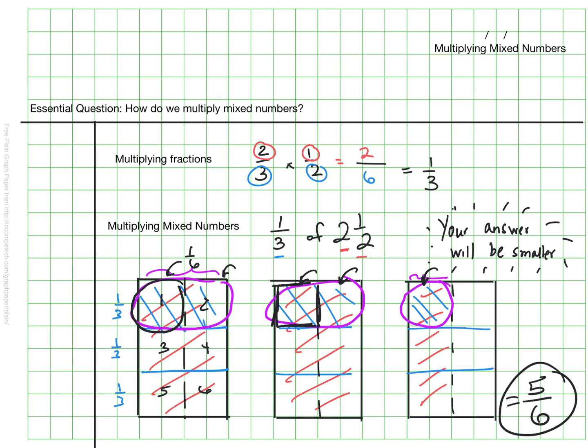Which again is smaller than what I started with, but that makes sense, right? I'm only taking 1/3 of this whole thing. So I'm going to end up with 5 pieces, and they all represent 1/6 of a whole. But that's kind of a lot, right? This is a lot to do, and I don't really anticipate drawing this out every time. So I think it'd be reasonable for us to come up with an algorithm for this.